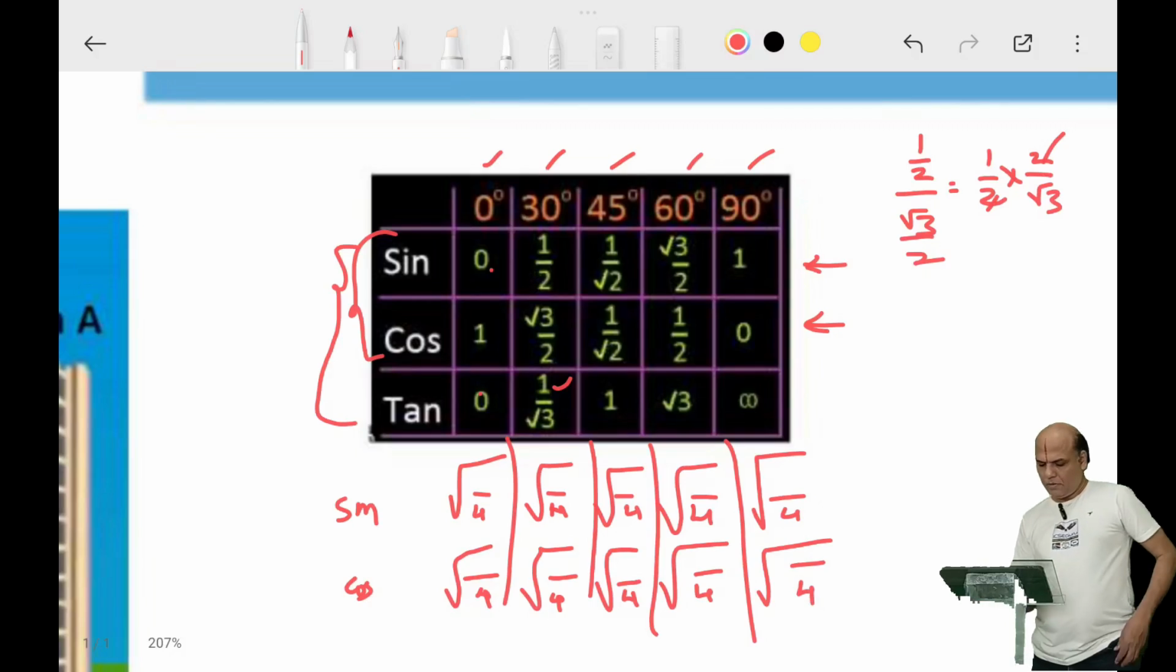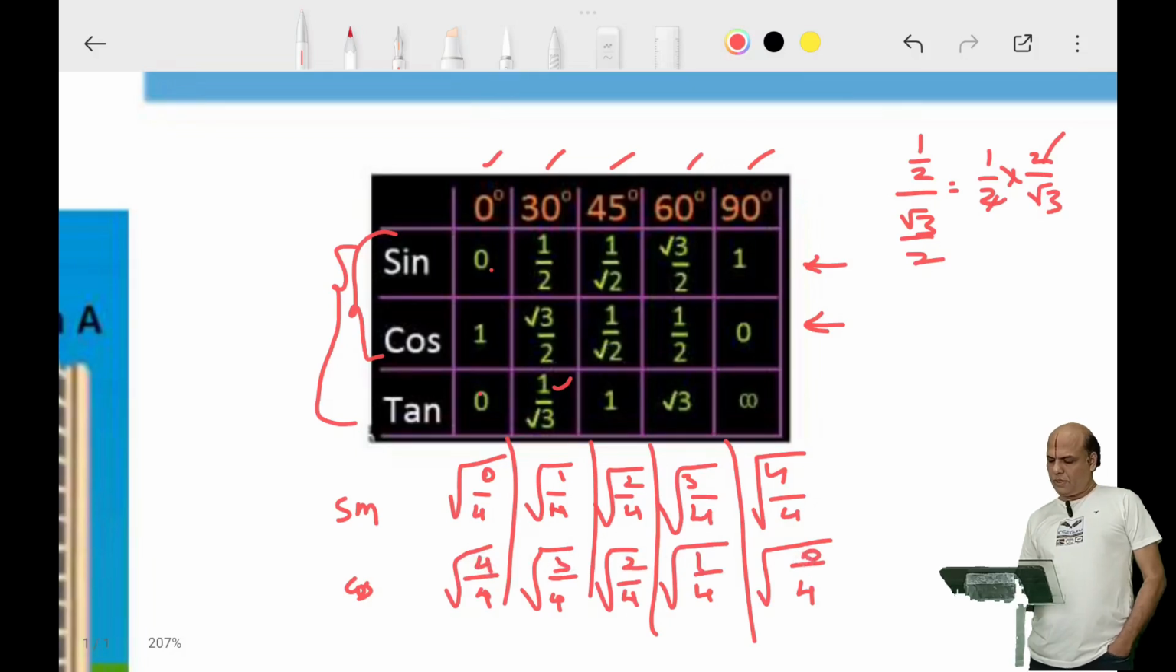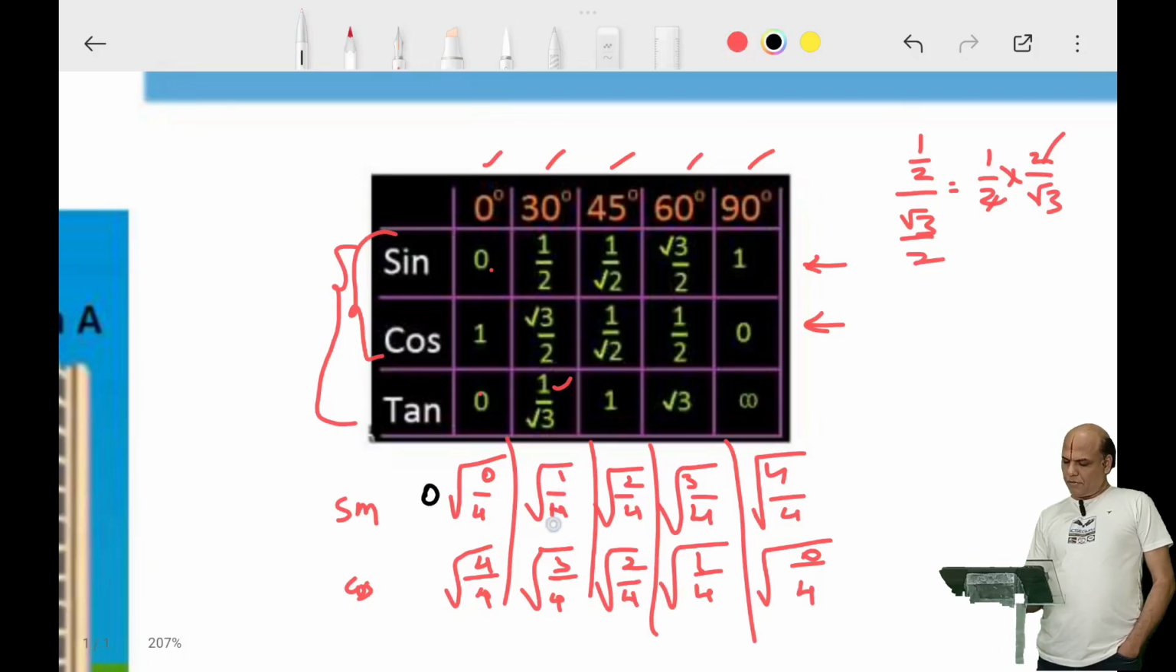Now sine, you should remember, starts from 0 and ends with 4. So just write 0, 1, 2, 3, 4. And then for cos it is reverse, 4, 3, 2, 1, 0. If you simplify them, 0 by something is 0. So this value is 0. Then 1 by 4, root of 1 is 1 and root of 4 is 2, so this is 1 by 2.